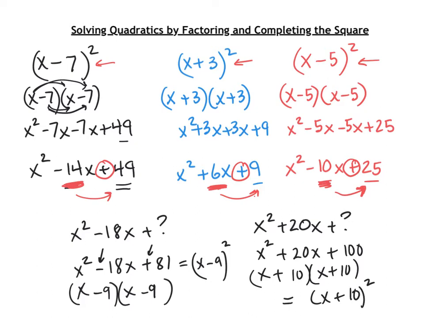So the thing you need to understand from this page is that if I have a middle number and I want to make a square, I take half of it and square it, and that will make that a perfect square.